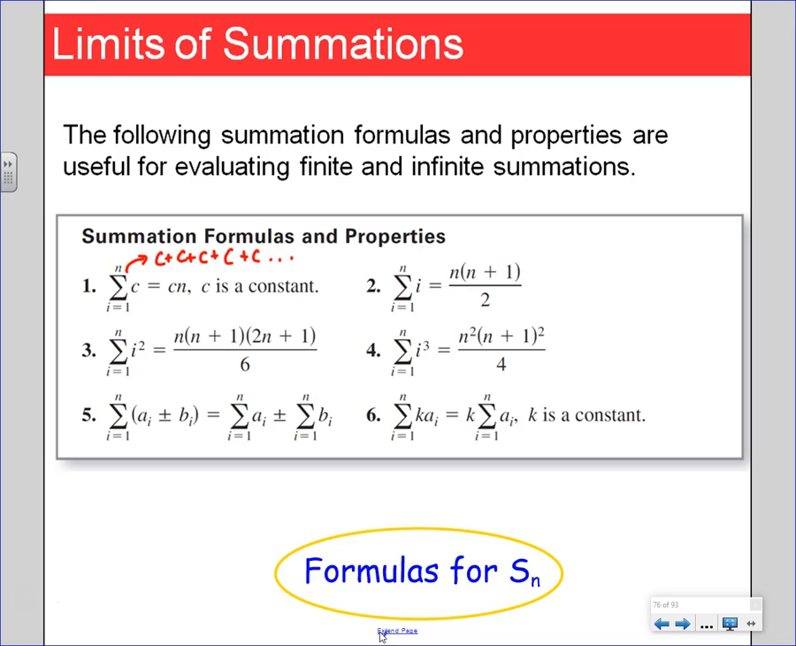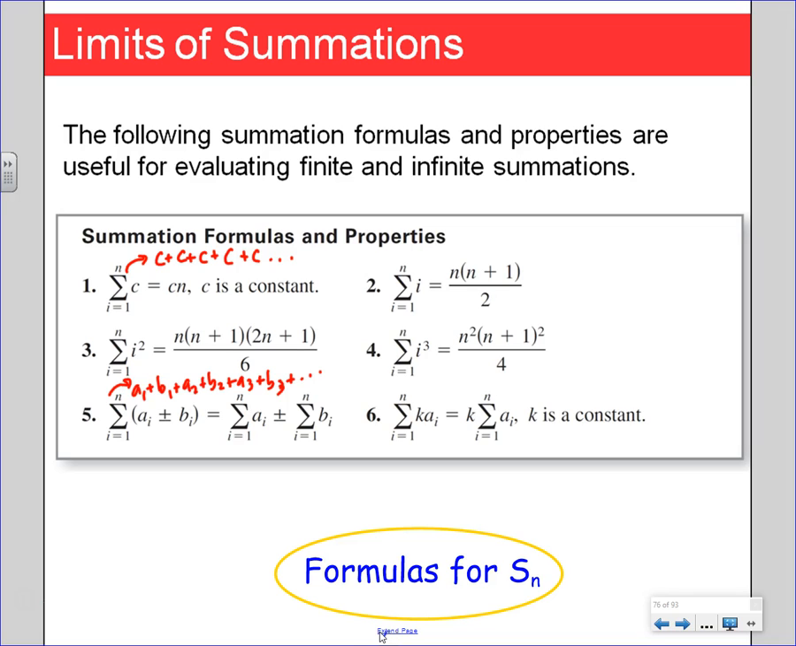This one, if you were to go ahead and plug in, you would have A1 plus B1 plus A2 plus B2 plus A3 plus B3, etc. So this one, yes, we could keep it A1, B1, A2, B2, A3, B3, or we could just say A1, A2, A3, A4, all the A's, and then B1, B2, B3, B4, all the B's. That's where that property comes from.